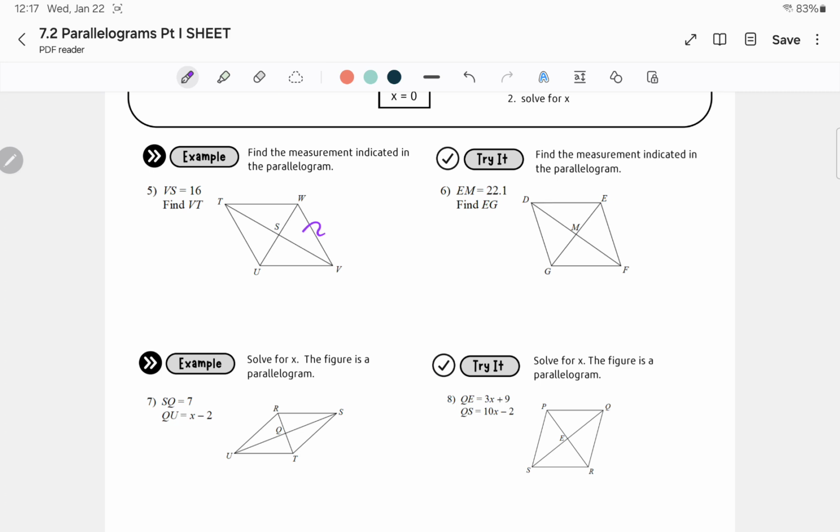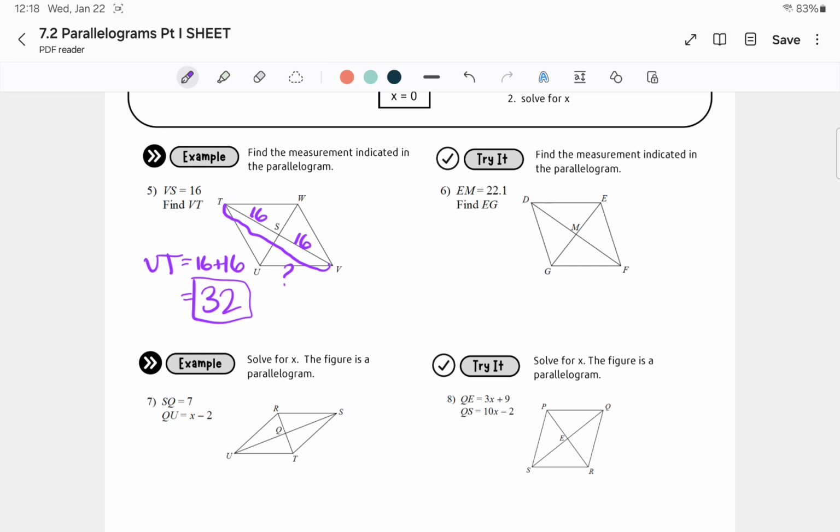So go ahead and write on the drawing that VS, this part from here to here, is 16. And it's saying find VT. So let's find this entire thing. Right? So if these are equal to each other, that means this side is 16 too. So VT has to be 16 plus 16. 16 plus 16 is 32. And that's our answer. So go ahead and pause the video, try number 6 on your own.